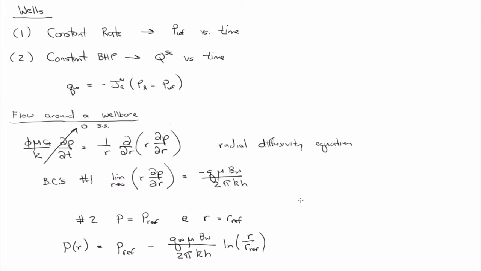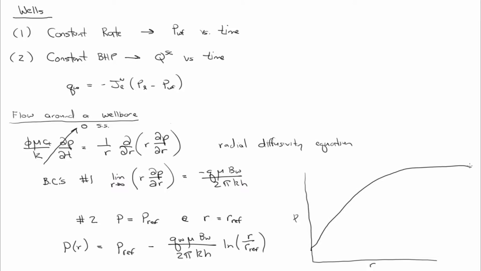Now, if you were to plot this, say P versus R, and we're going to make the assumption that the pressure at zero is less than the pressure in the reservoir. So basically, we're making the assumption this is a producer. The pressure at the well, or at zero R, is something less than what it is in the reservoir. Okay, so this is the general shape of the curve.